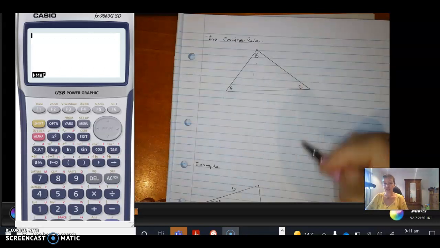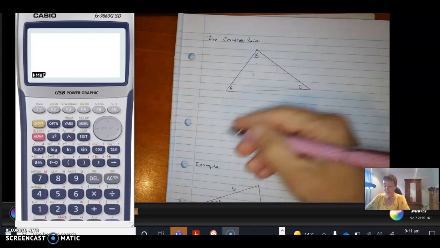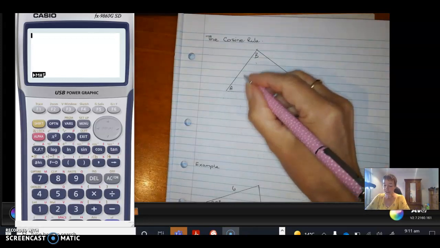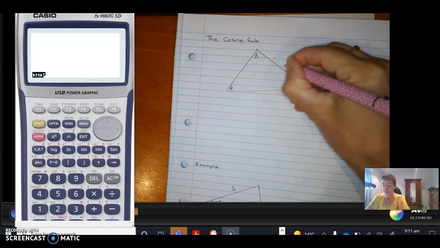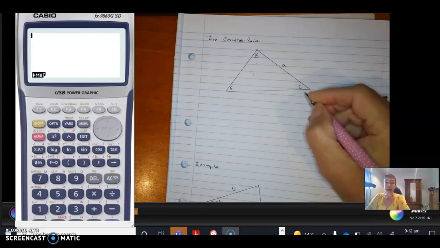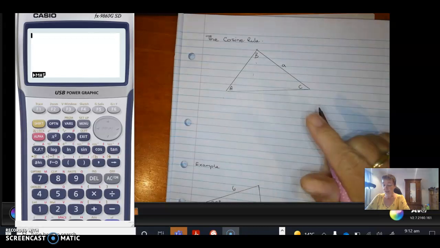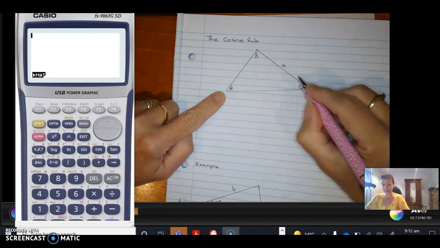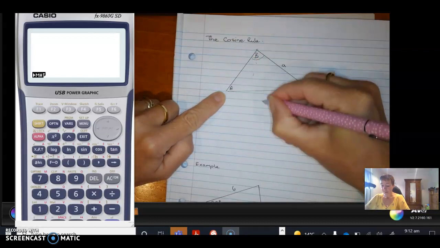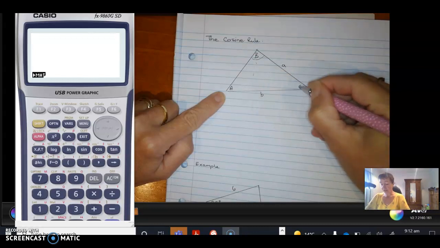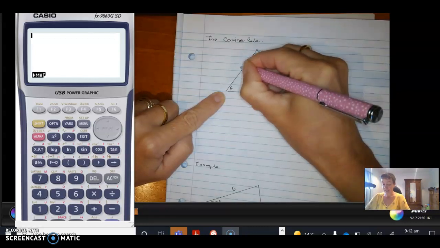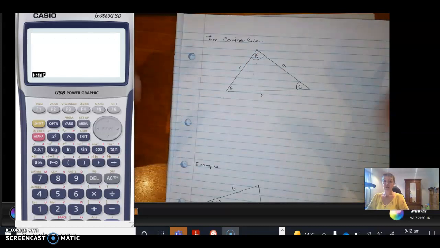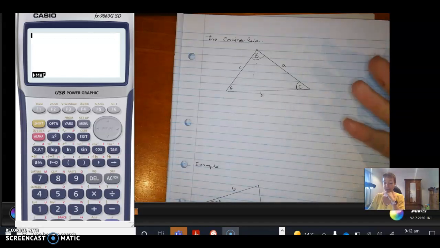Now, if you had the three corners labeled A, B, and C, we label the sides with lowercase letters. So the angles have uppercase letters and the sides are lowercase, and the sides are opposite. So if that's an A, then this is side a. If that's a capital B, then this is a lowercase b. And if this is a capital C, this is a lowercase c. So that is how you would work out your angle and side names.